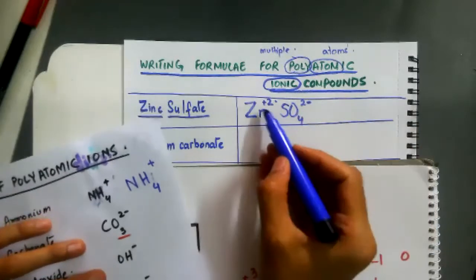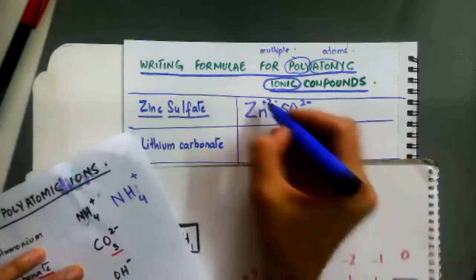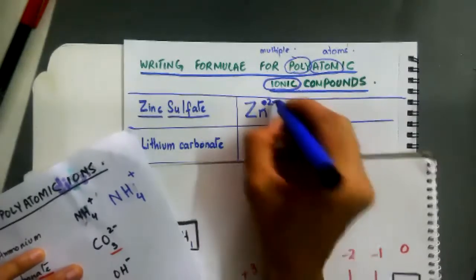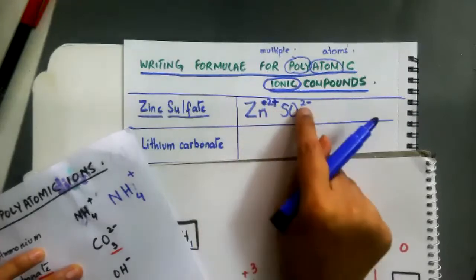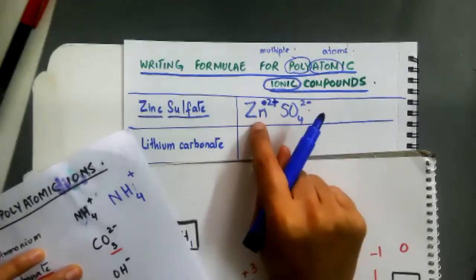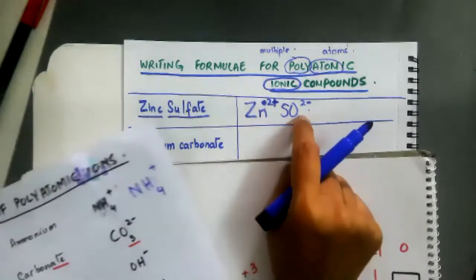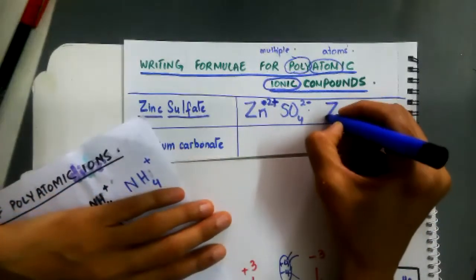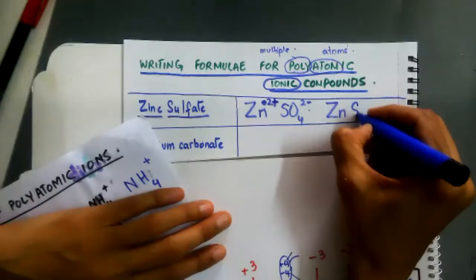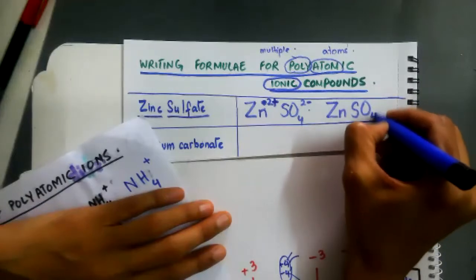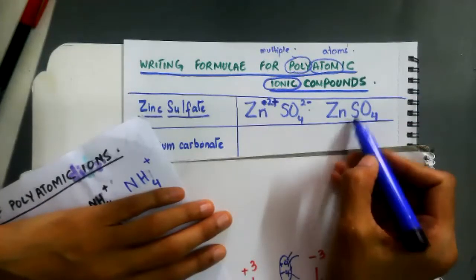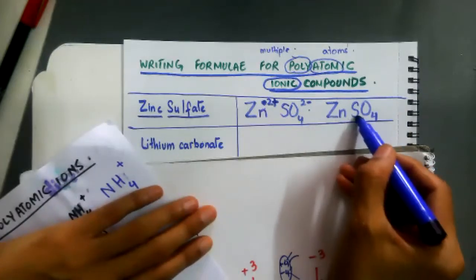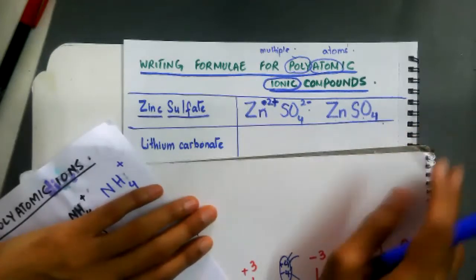Now +2, 2-. Remember, charge should be written after the number. 2+, 2-. So is this balanced? Yeah, they are balanced. No need to add anything because they are already balanced. So I will just simply copy this as it is without the charges. So this is my final formula. Zinc sulfate, ZnSO4. I hope you understood this.